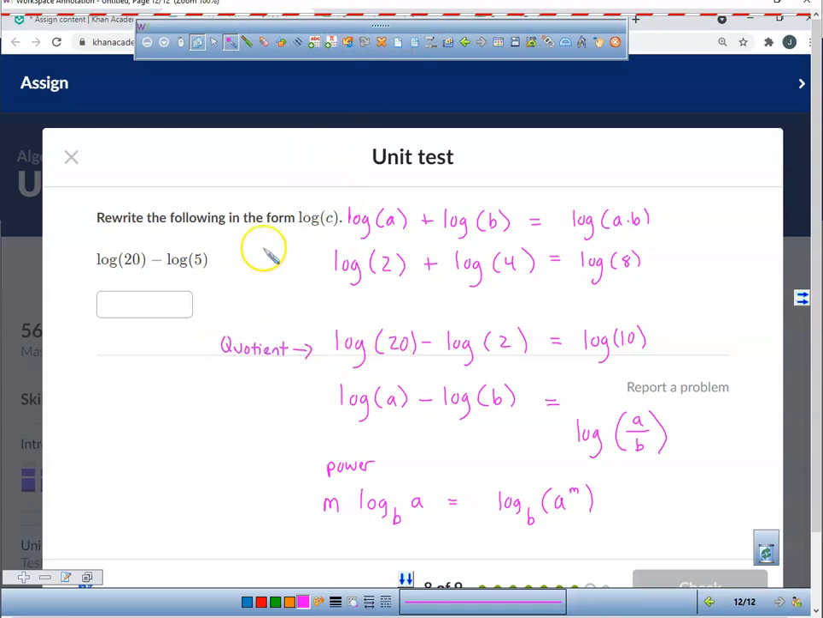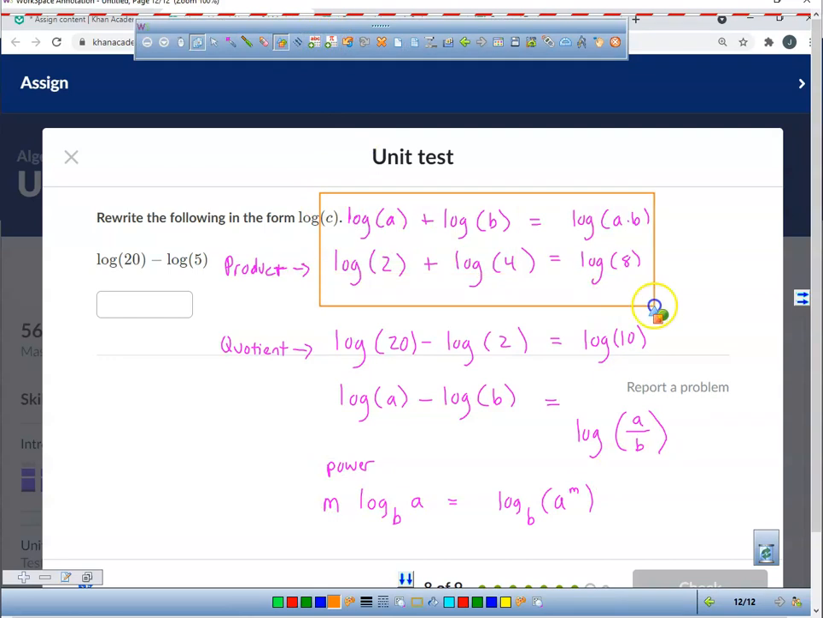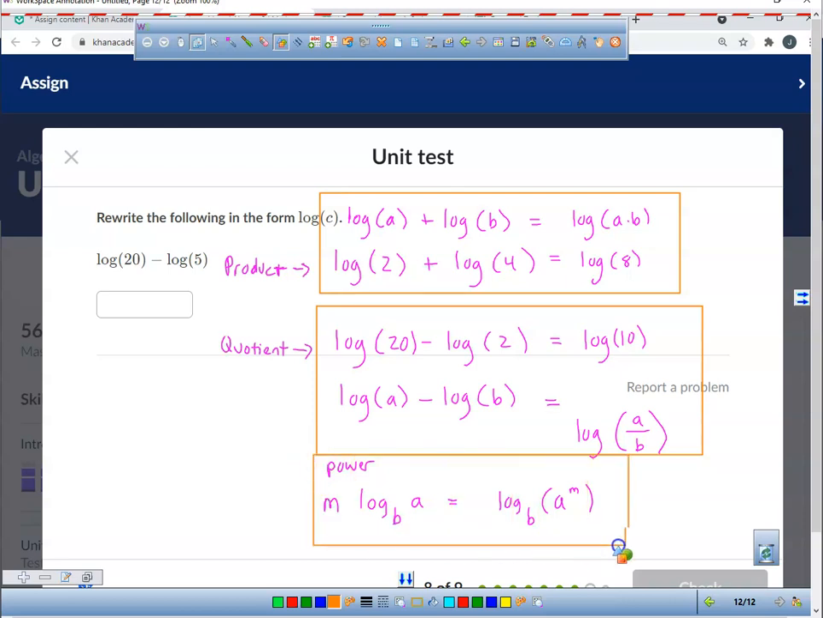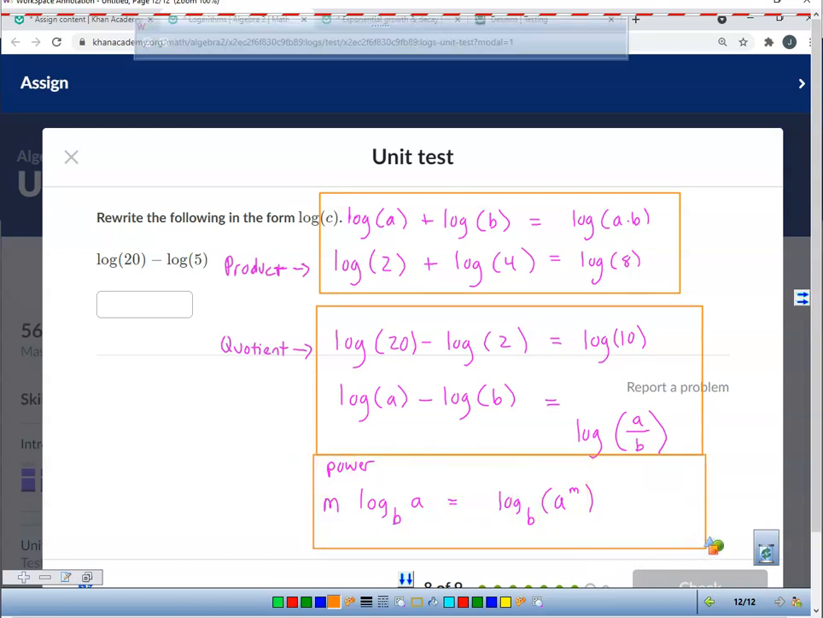That's the quotient rule. This is called the product rule. When you add, you get to multiply these together. When you subtract, you get to divide those together. And the power properties, I'll box them in so you can see them individually. We have this rule, we have this rule, and then we have the power rule, if you wanted to put those into your journal.